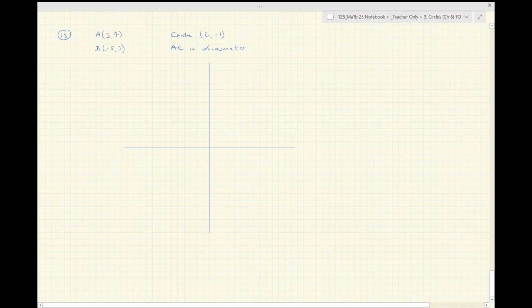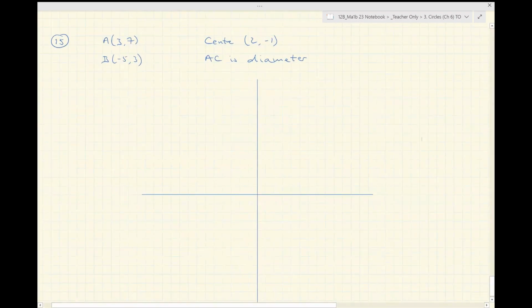Question 15. Now a diagram is going to be useful for this one. Let's have a look. I've got the point A, which is (3, 7). So there is the point A. And I've got the point B, which is (-5, -3). There's the point B. And I've got the centre of a circle, which is at (2, -1). So that's the centre.